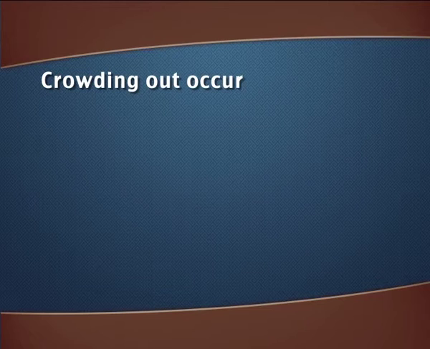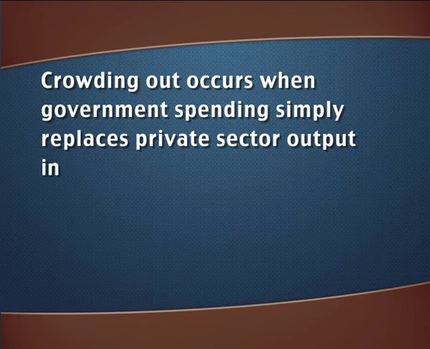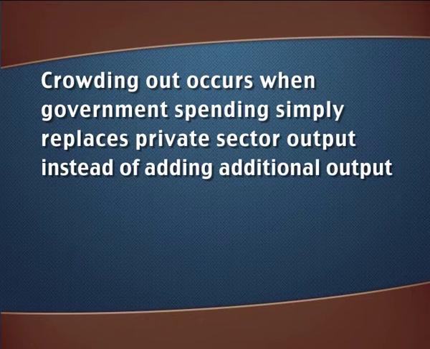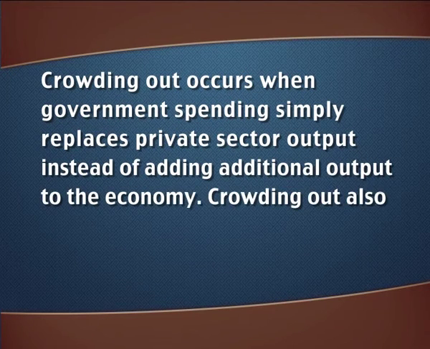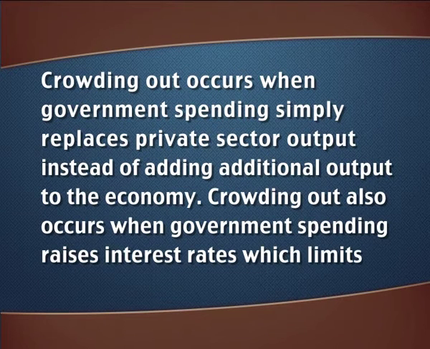The effect of fiscal policy can be limited by crowding out. When government takes on spending projects, it limits the amount of resources available for the private sector to use. Crowding out occurs when government spending simply replaces private sector output instead of adding additional output to the economy. Crowding out also occurs when government spending raises interest rates, which limits investment.